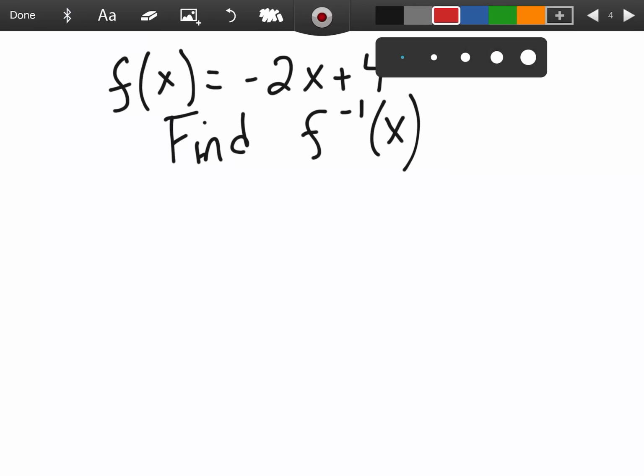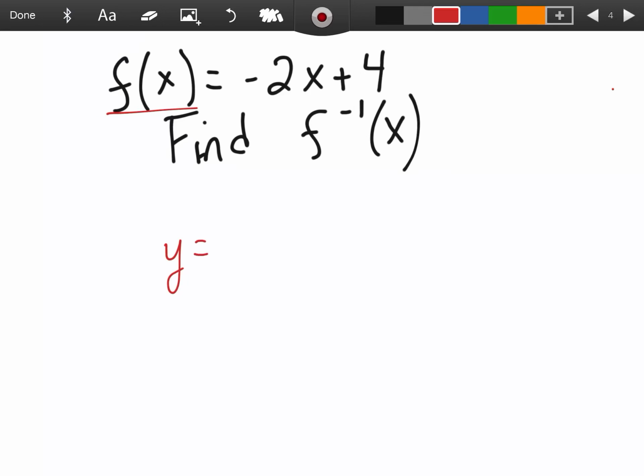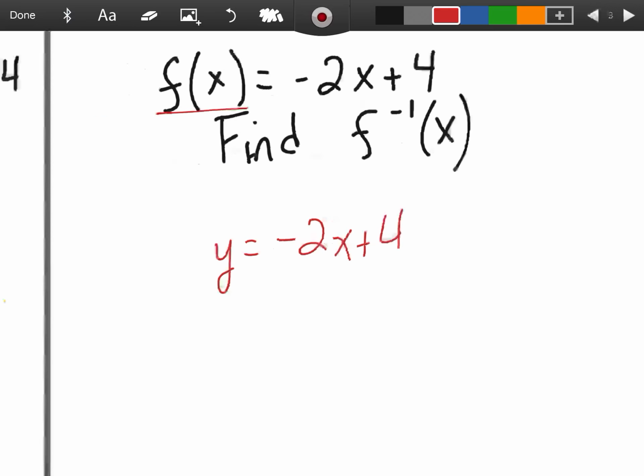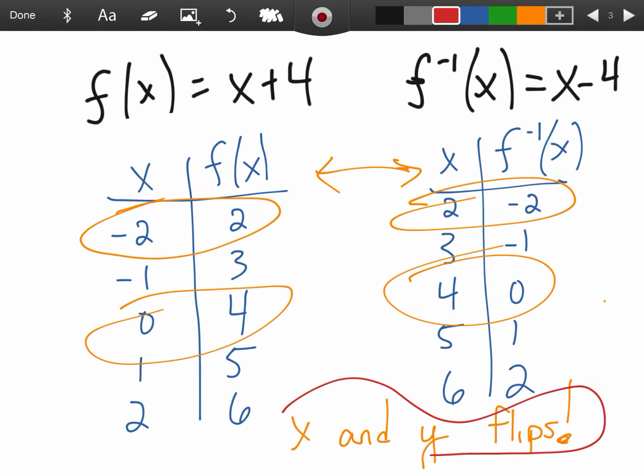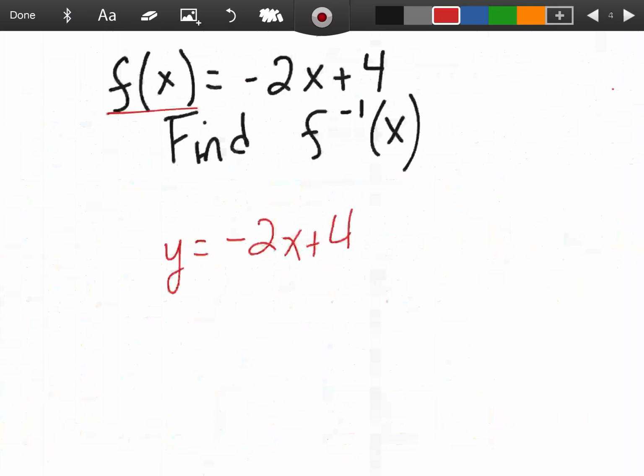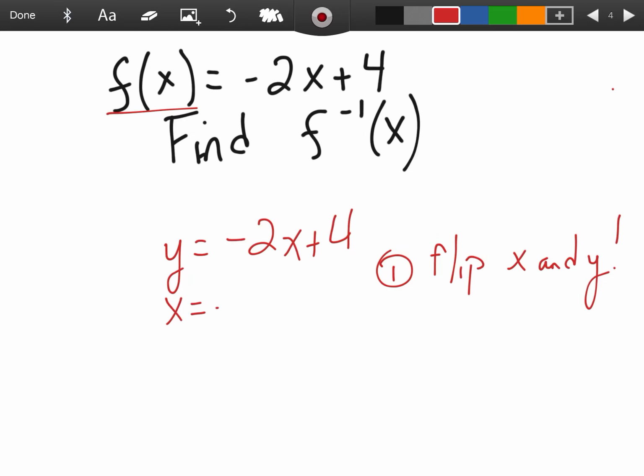So on this next slide, we are given f of x equals negative 2x plus 4. We want to find inverse f of x. Well, let's rewrite f of x as just a y equals statement. y equals negative 2x plus 4. And then I know with inverses that the x and y values flip. So that's exactly what we're going to do here. Our first step is flip the x and y. So now we have x equals negative 2y plus 4.